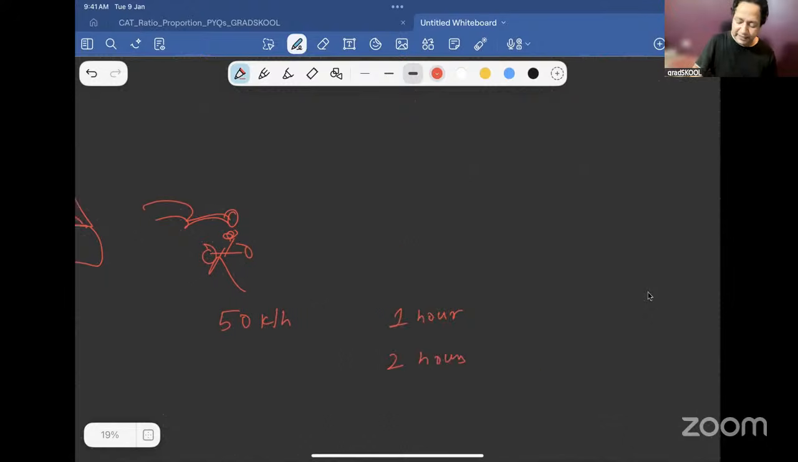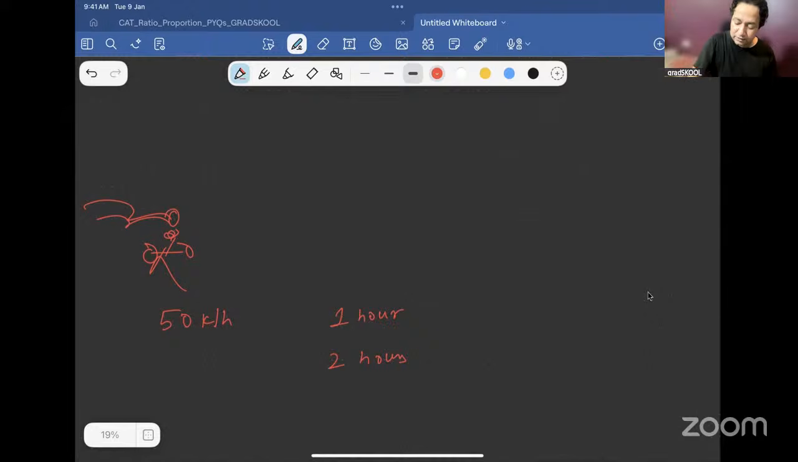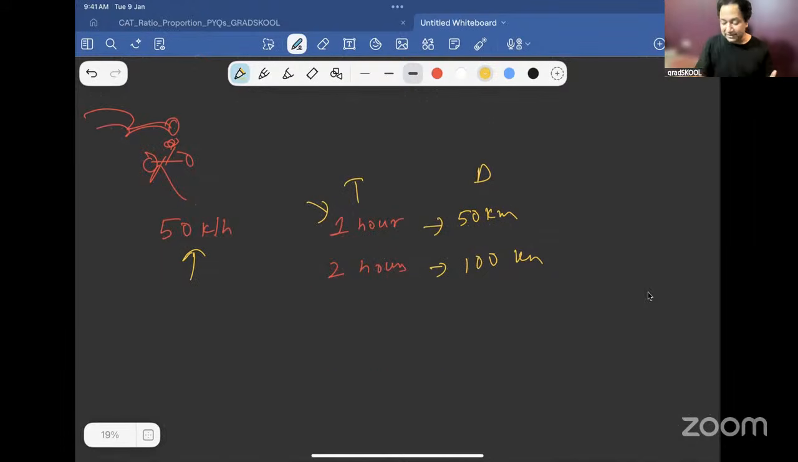So what I could see that in the first scenario, I drove for 50 kilometers. In second scenario, I drove for 100 kilometers. Now I can see what is changing. Time is changing, distance is changing, but speed remains constant. Wow. And I can see one thing more here, that if I increase the time, distance also increases. They are increasing both at once. That means they are in direct variation. So distance and time must be in direct variation.